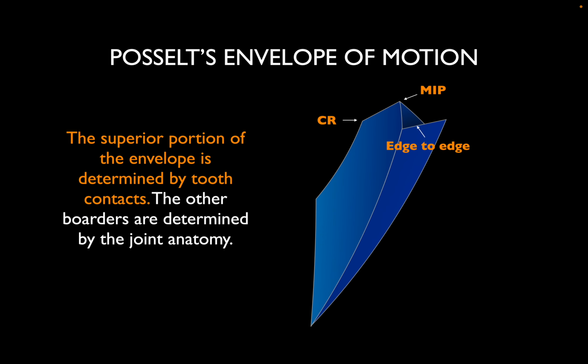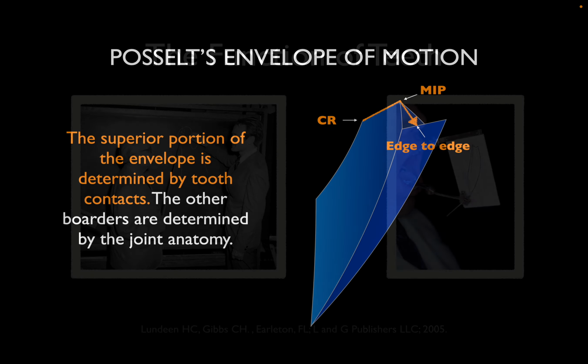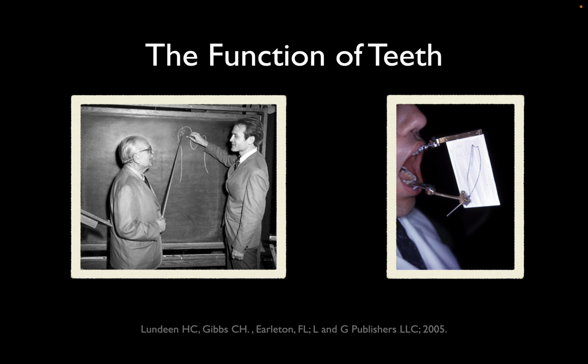So if we put on our student cap and enter the Wayback Machine where we learned about Posselt's envelope, it's important to understand that the most superior portion of Posselt's envelope is determined by tooth contacts. The remaining border movements are determined by the joint anatomy. So when we see the movement of the top part of the envelope, we see it go from CR to MIP, then to edge. These are all tooth-driven determinants, and we need to keep that in mind. So, when we go back and look at where some of these great occlusion studies came from, Lundeen and Gibbs were pioneers.